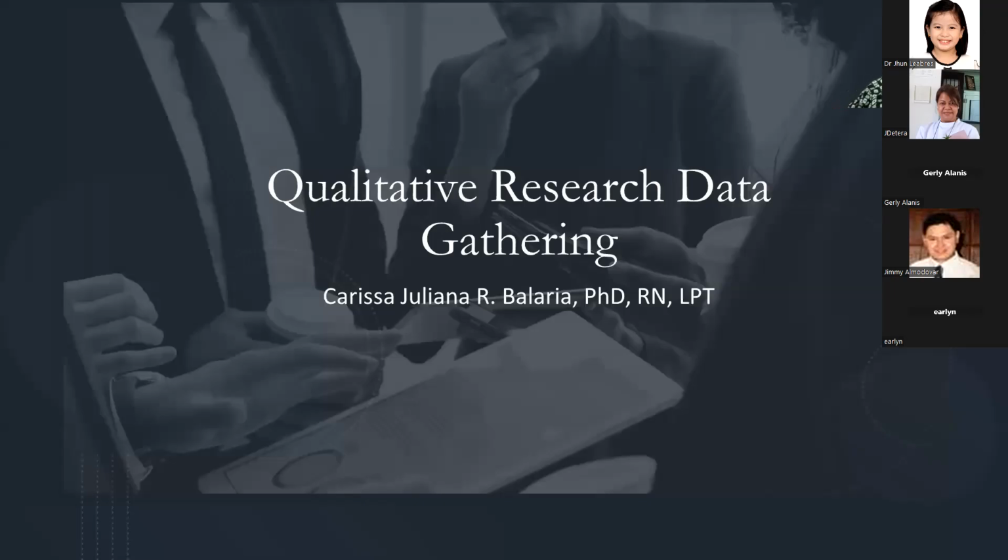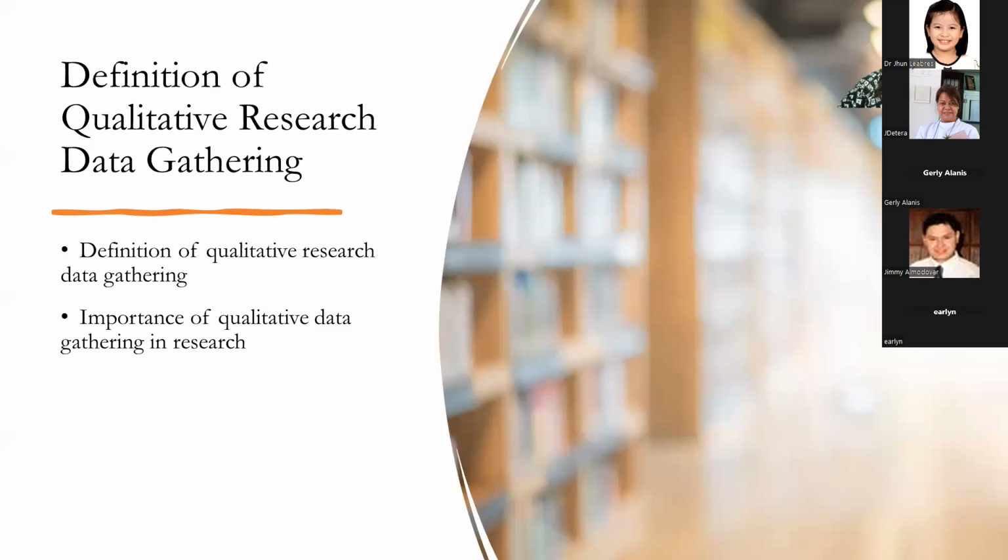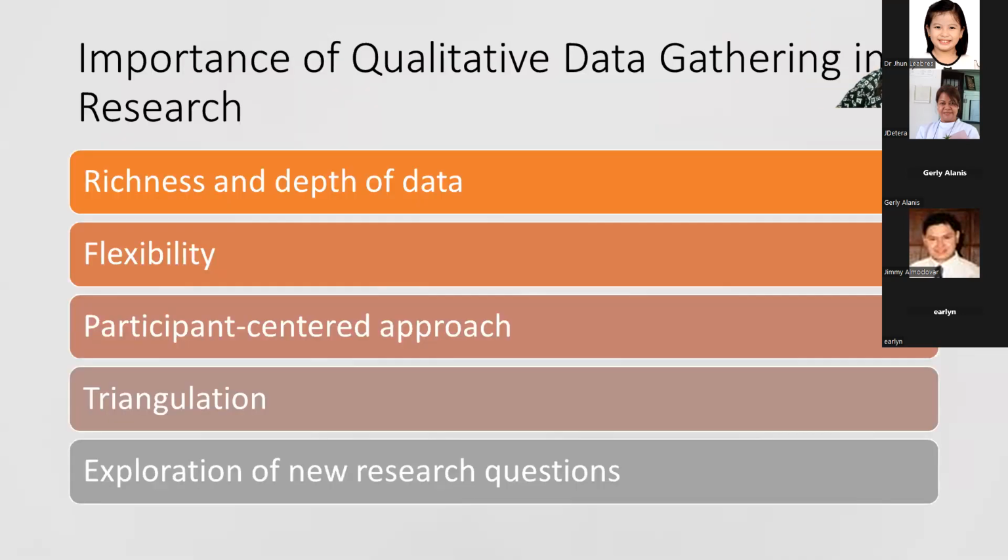Okay, the third topic is on qualitative research data gathering. Qualitative research data gathering is the process of you obtaining the data that you need in order to conduct your study. Okay? So, why is it important to gather data the proper way? To obtain richness and depth of the data, okay? Because you have to extract meaning. And if it's only a little that you're gathering, pointless, okay?